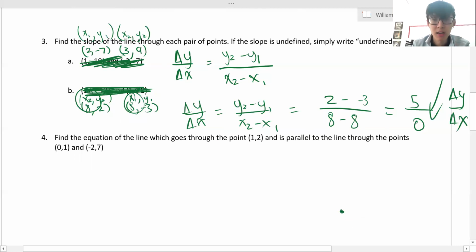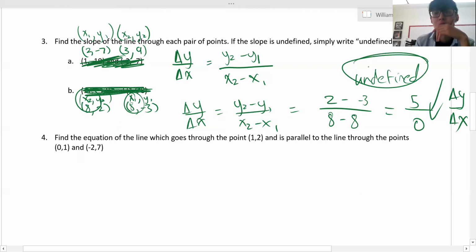That just means I stay where I am. So I'm staying at 0 and going up 5. That has just like an infinite slope. So in a sense, that slope is undefined. So if it's divided by 0, then it's undefined.